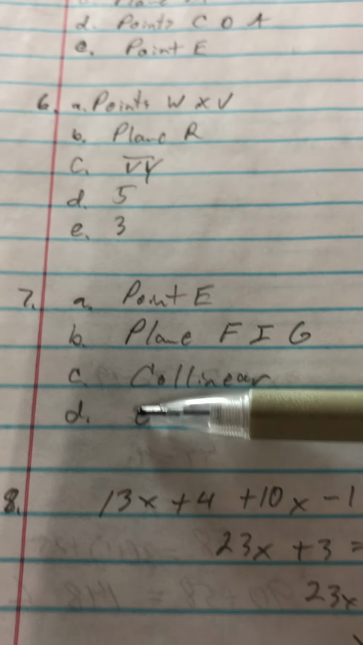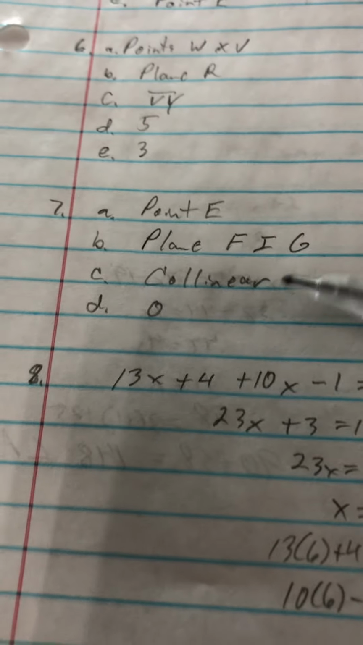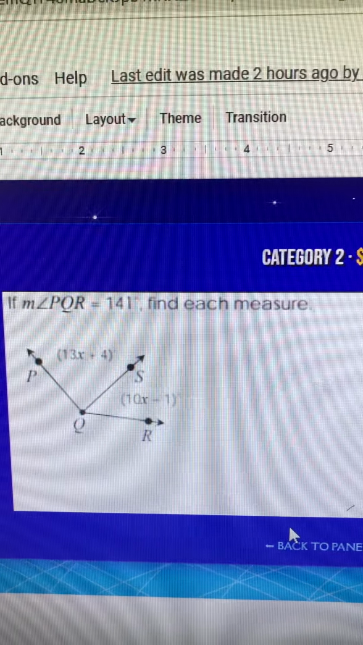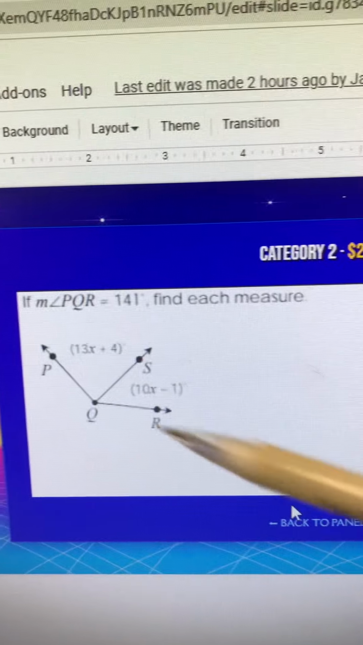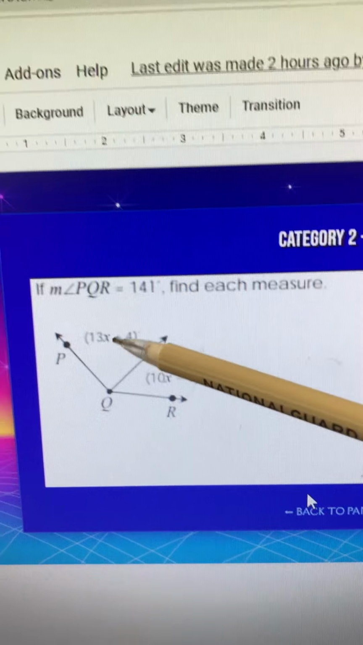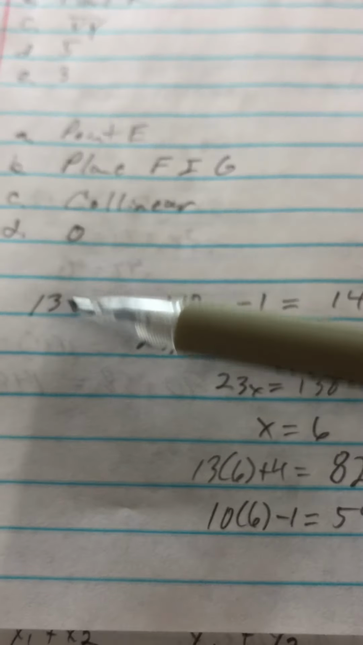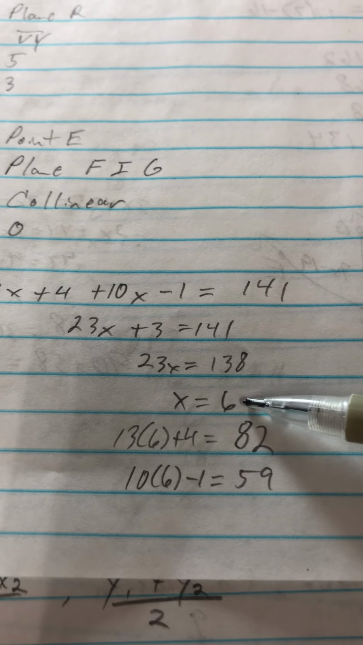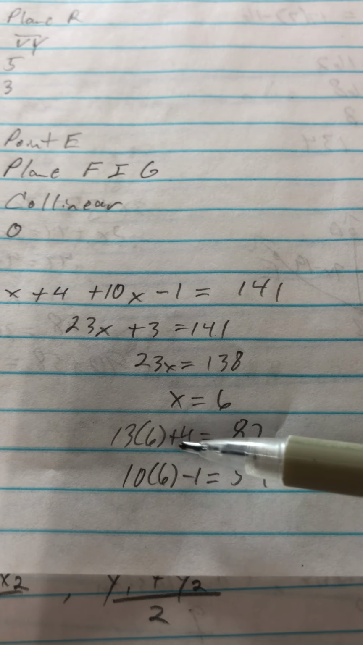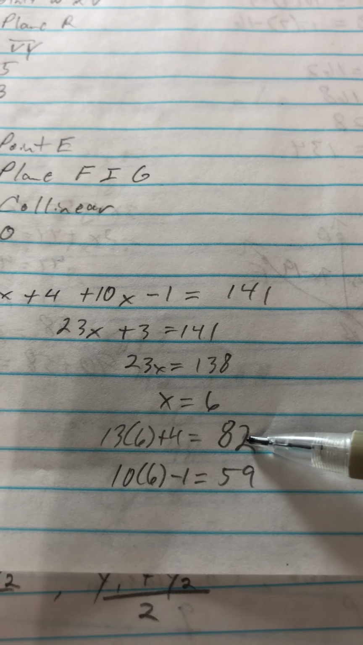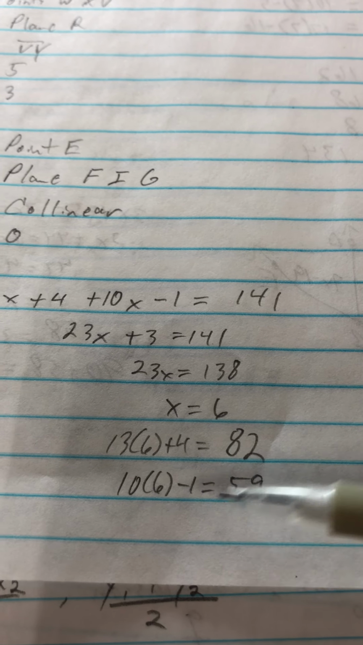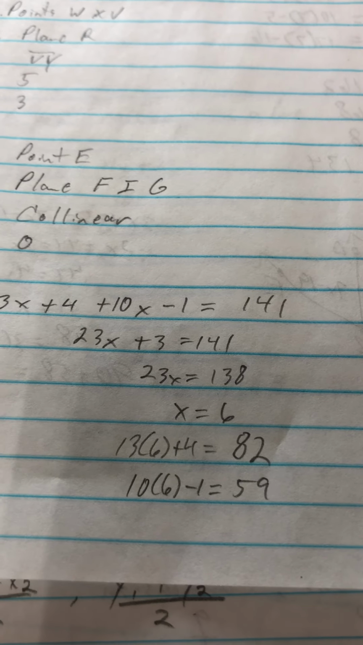Number 8, we had this diagram right here where PQR is 141, and we have to find each measure. These two, you add them up and you would get that 141. I combine my like terms, isolate the variable, and get x equals 6. PQS would be 13 times 6 plus 4, which gives me 82 degrees. And then SQR would be 10 times 6 minus 1, which equals 59 degrees.